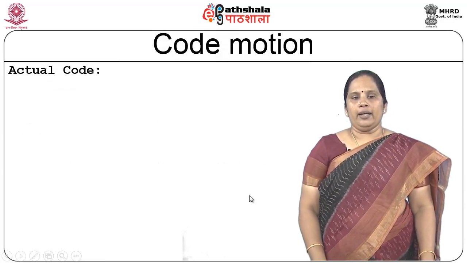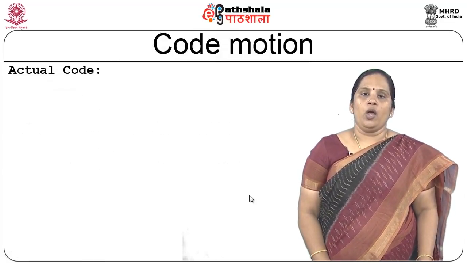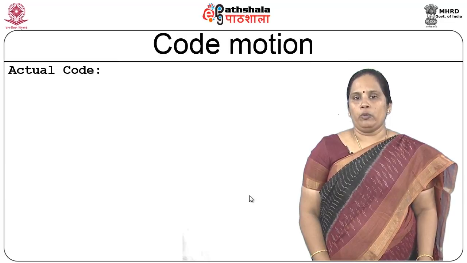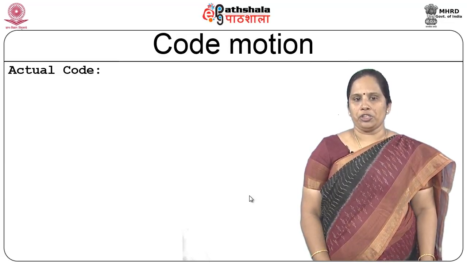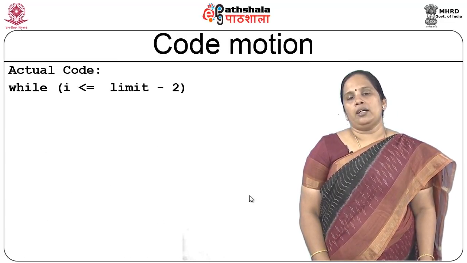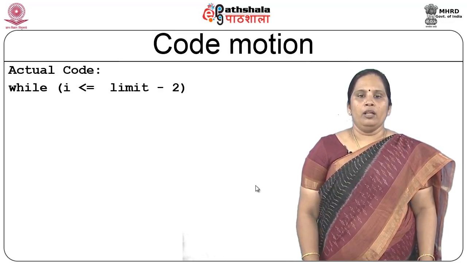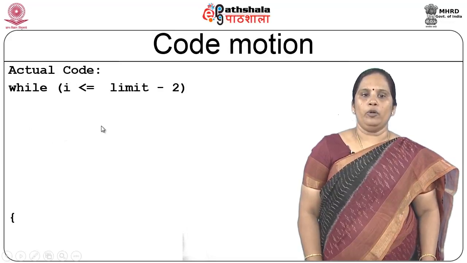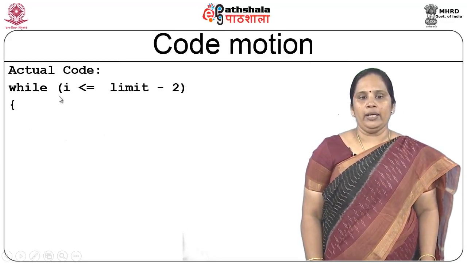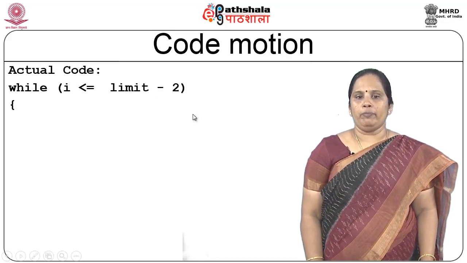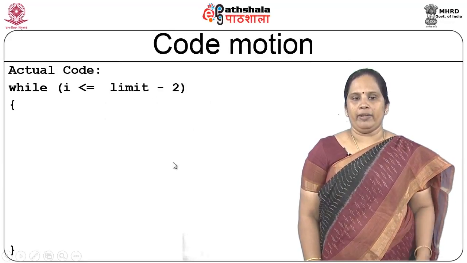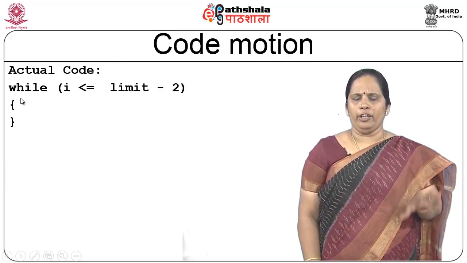So, here there are three optimizations possible with respect to loops. The first one is code motion, the second one is strength reduction, and the third one is induction variable elimination. For example, look at this piece of code: while i is less than or equal to limit minus 2, where limit is a variable and i is a variable, I have the body of the while loop here.